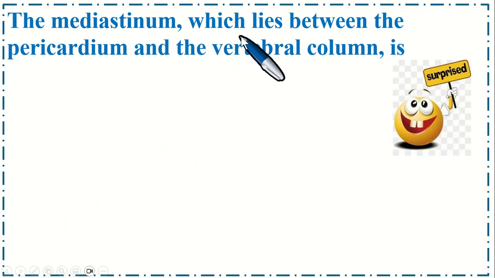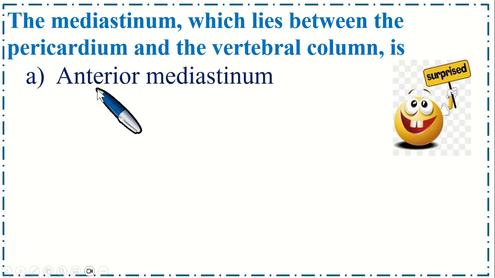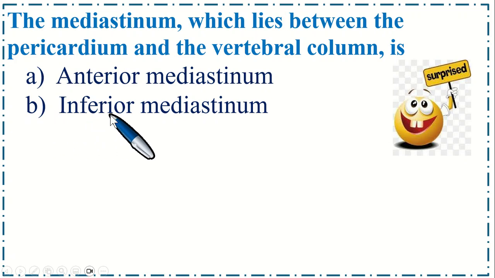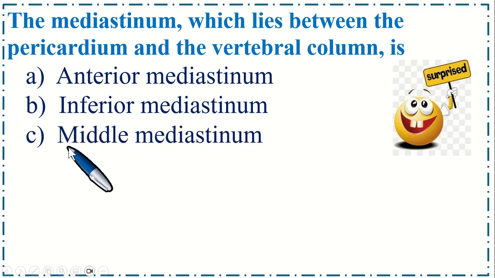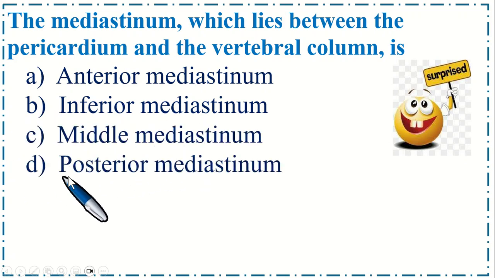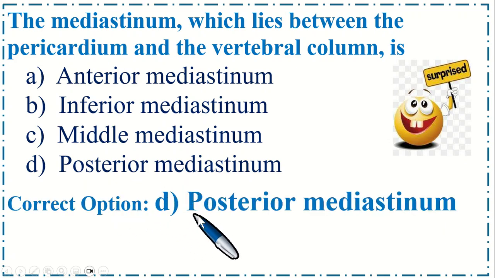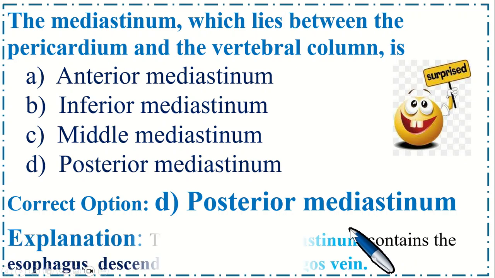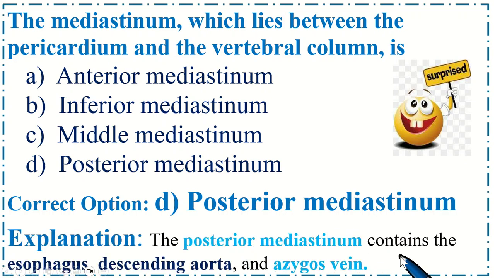The mediastinum, which lies between the pericardium and the vertebral column, is option A anterior mediastinum, B inferior mediastinum, C middle mediastinum, and option D posterior mediastinum. So the correct option is D, posterior mediastinum. The posterior mediastinum contains the esophagus, descending aorta, and esophageal veins.